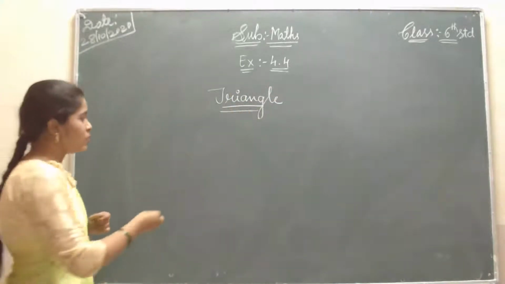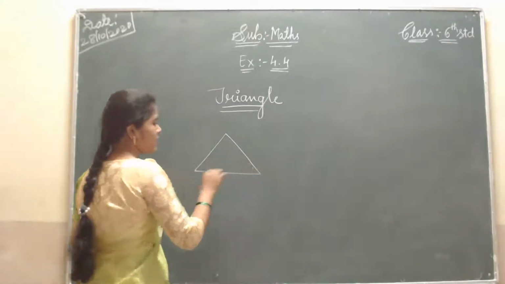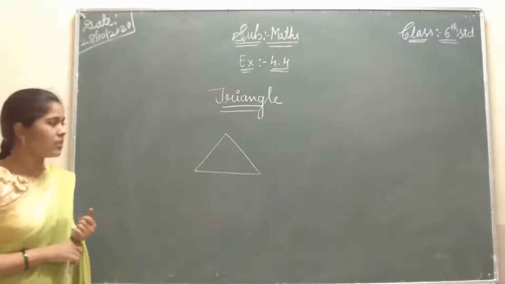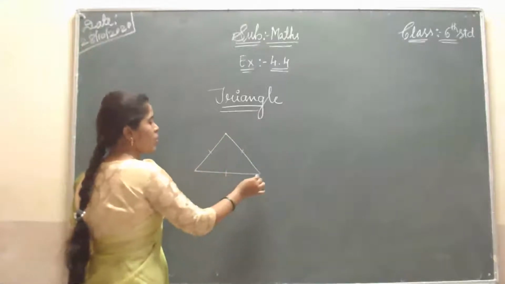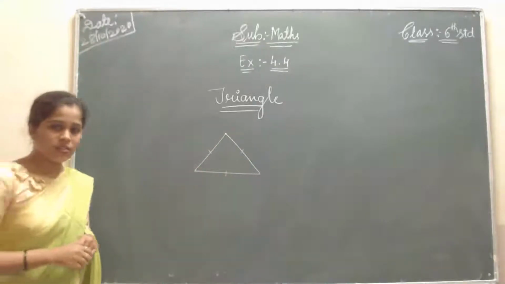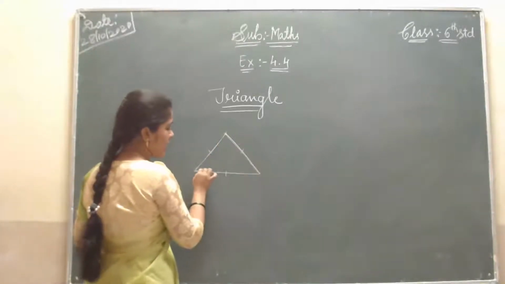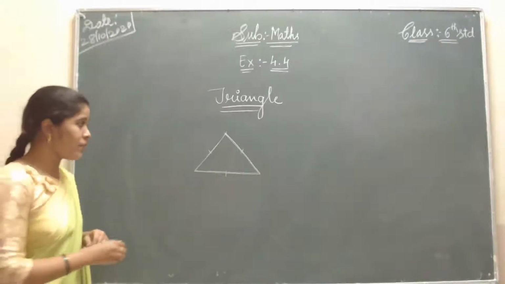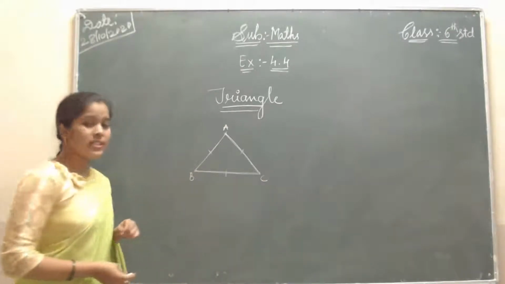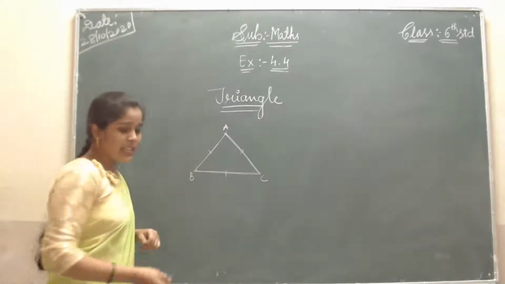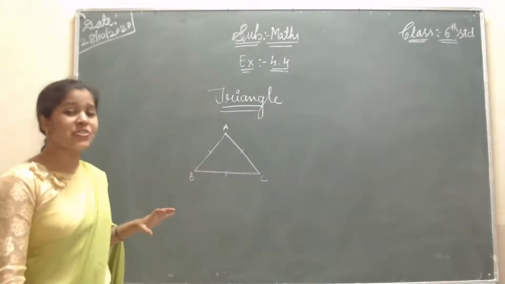Triangle. We know what a triangle is. See here, what is this? This is a triangle. A three-sided polygon. Polygon means more than two sides. So here, one side, two sides, and three sides. A three-sided polygon is nothing but a triangle. So A, B, C. This is a triangle. And it is the polygon with the least number of sides.